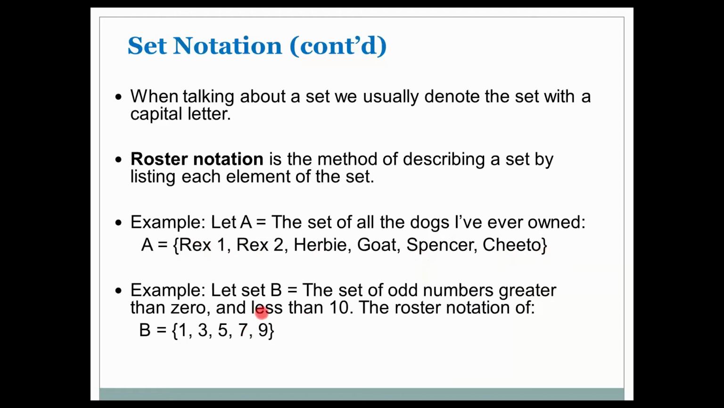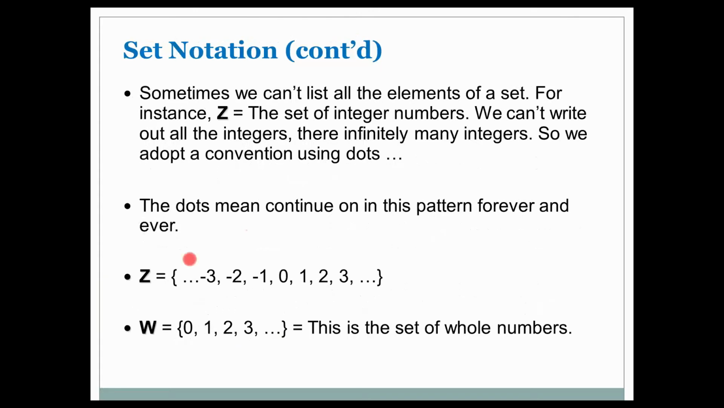Let set B equal the set of odd numbers greater than 0 and less than 10. In roster notation, we would just list them like this, put them inside our little brackets, separated by commas. So it's all listed out. Sometimes we can't list all the elements of a set. For instance, the number of years I've been alive, well, that's a lot of elements. 57. I just turned 57. Anyway, that'd be a lot to write out, right?